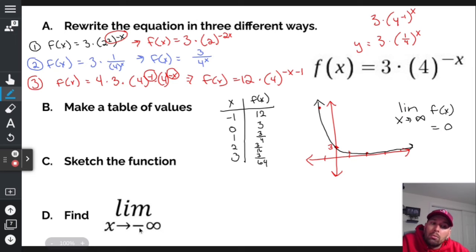Let's go the other way. What's the limit as x approaches negative infinity? Well, if I go to negative infinity, it's going to be super big. Super big. So positive infinity.